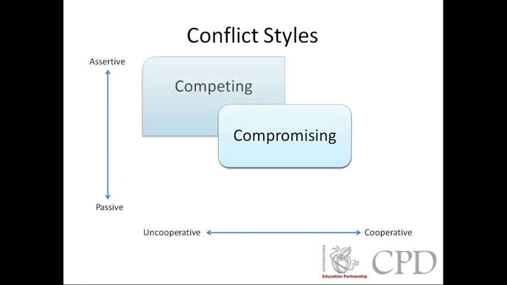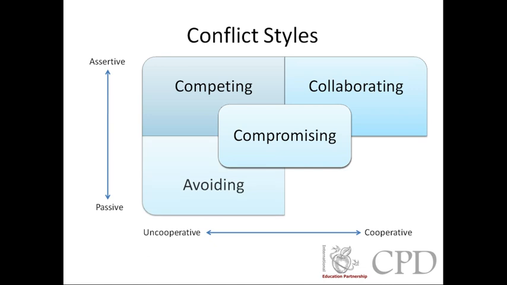In the 1970s, Kenneth Thomas and Ralph Kilmann identified 5 main styles of dealing with conflict, varying in their degrees of cooperativeness and assertiveness. They argued that people typically have a preferred conflict resolution style, but also that different styles are useful in different situations. Let's take each of these styles in turn.